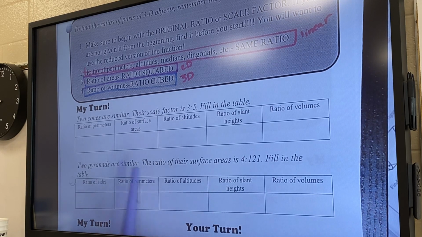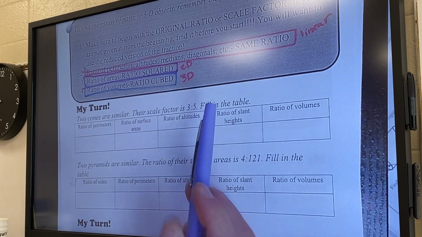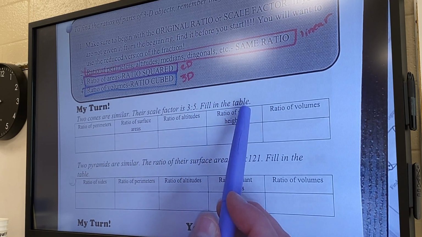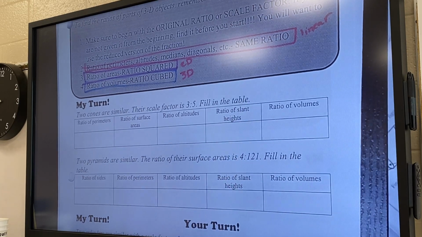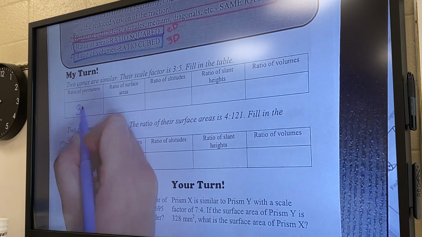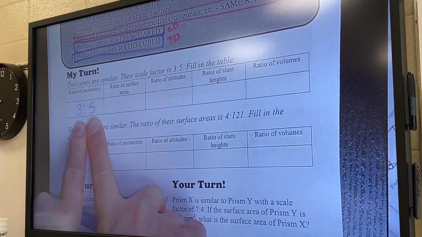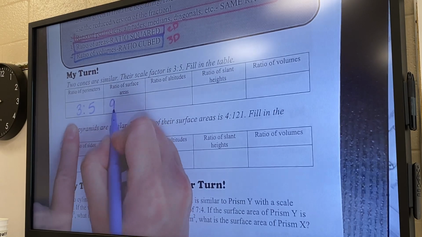So if I tell you that we have two cones and they are similar, which means their measurements are proportional, and the scale factor is 3 to 5 for those two cones, we're going to fill in this table based off that ratio, scale factor, whatever. Okay, so perimeter is a linear measurement, so it would be exactly the same, 3 to 5. Surface area. Area is square units. So you would have to take both of these numbers and square them. So instead of 3 to 5, if I squared them, what would it be? 9 to 25.